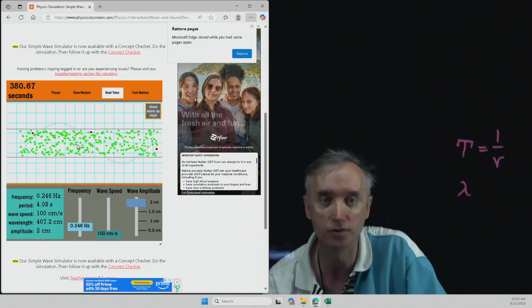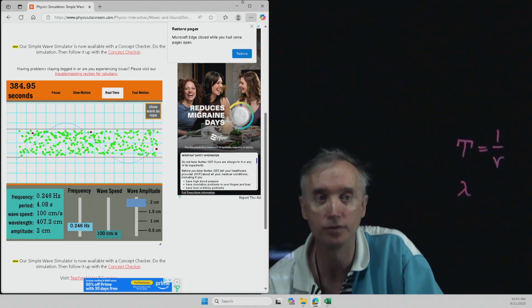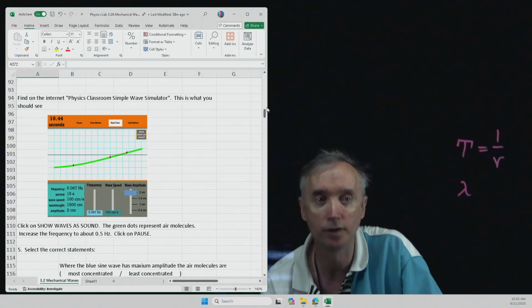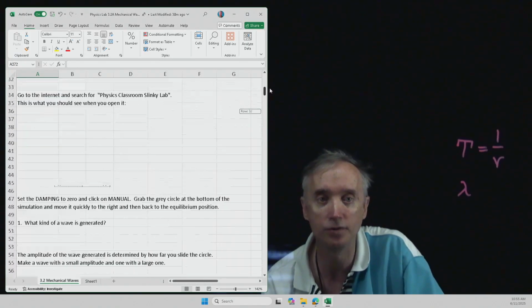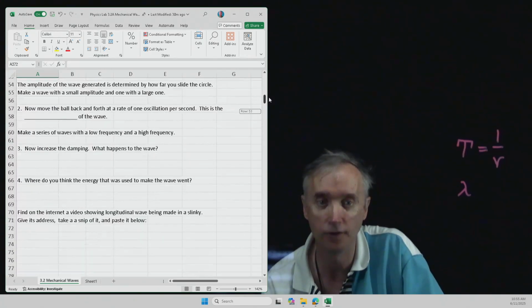So look at what those green dots are doing, and then compare it to, so let's go back to the lab, and then compare it to this picture up here of the longitudinal and the transverse waves, and then those green dots are doing one of those two things. So see if you can figure out what that is.